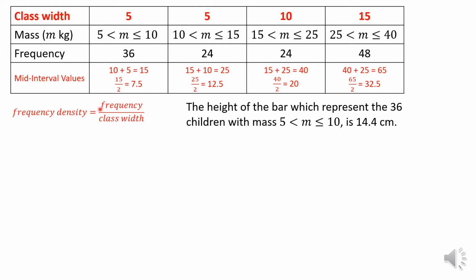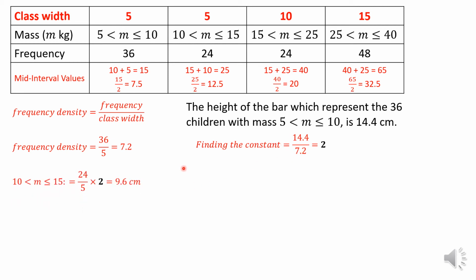Now, frequency density, I hope you still remember, is the frequency divided by the class width. We are told that the height of the bar which represents the 36 children with masses between 5 and 10 is 14.4. But when we calculate the frequency density, we don't get 14.4, we get 7.2. So we need to find that constant, and we find it by dividing 14.4 by 7.2. So the constant that we need to multiply each of the frequency densities with is going to be 2.